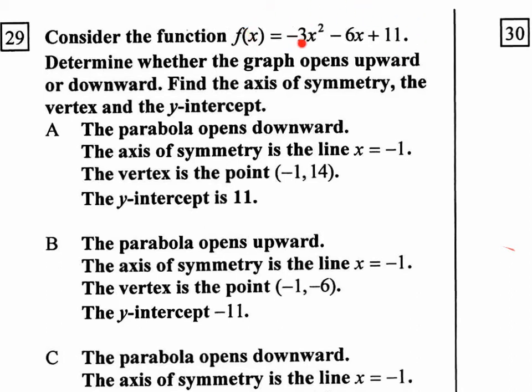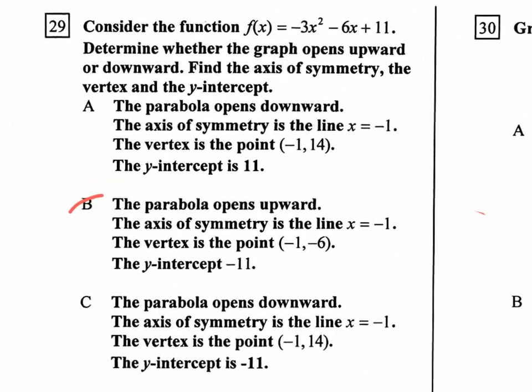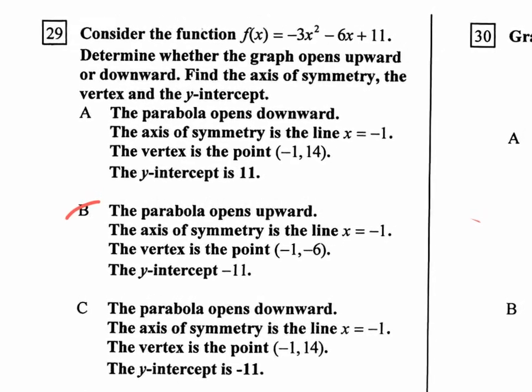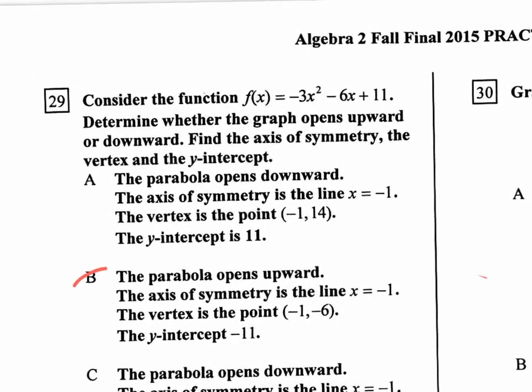Down. Why is that? Because the a value is negative. So we already know that it opens down. So it cannot be option B. Option B, it says it opens up. All the other ones say it opens down. Okay, then it says find the axis of symmetry, the vertex and the y-intercept.